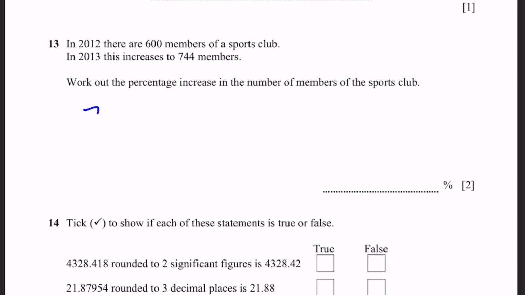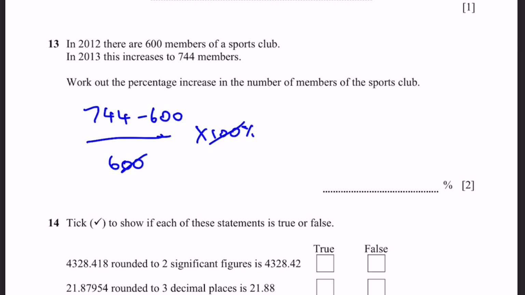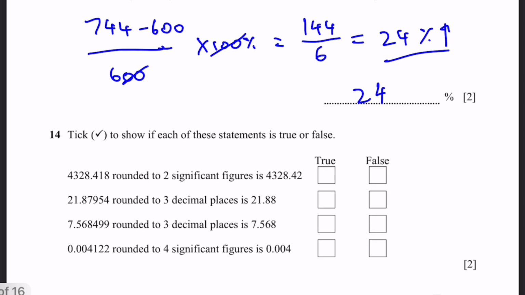So that'll be 744 minus 600 for the increase, divided by 600 for the fraction, multiply by 100% for the percentage. You can cancel this out here. There's 6. That'll be 144 by 6, which is equal to 24% increase. That's the answer. Question 14.